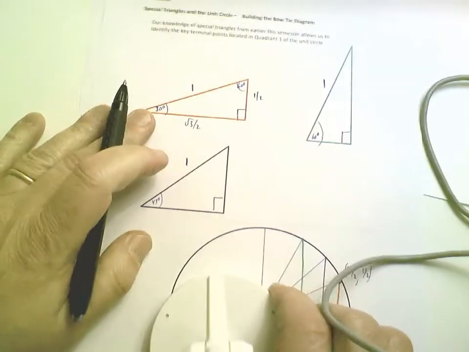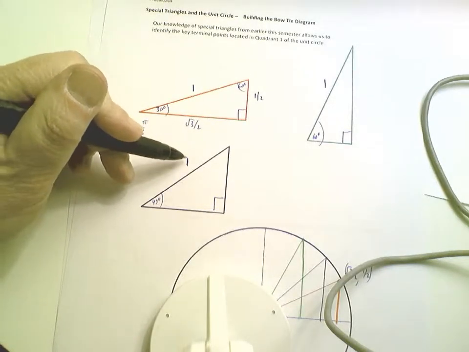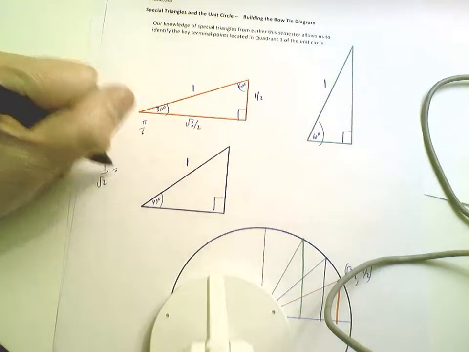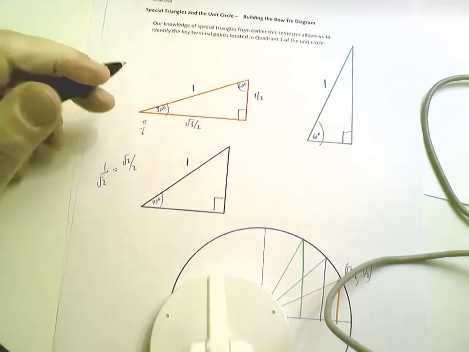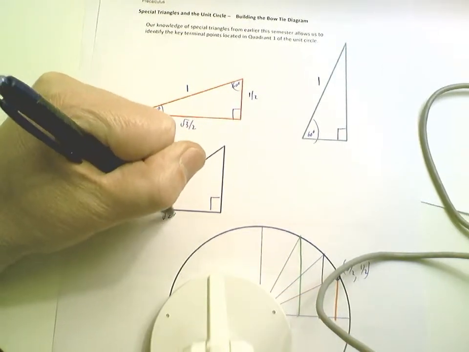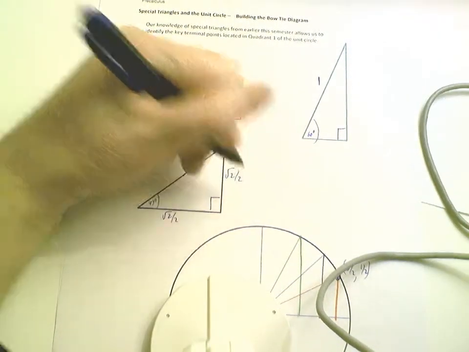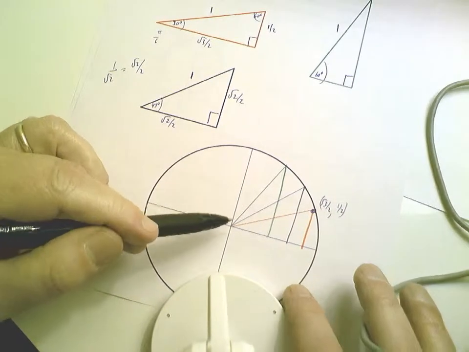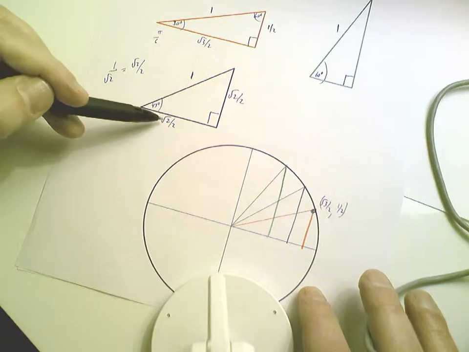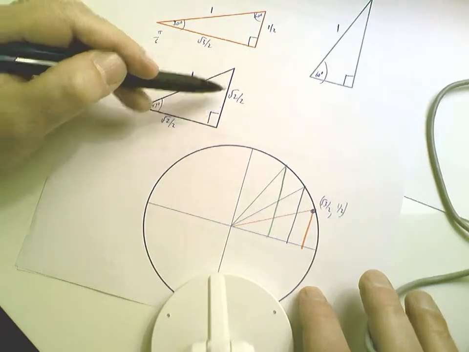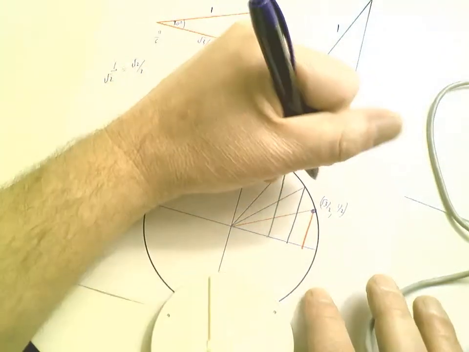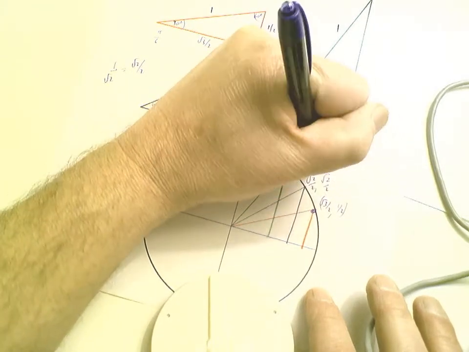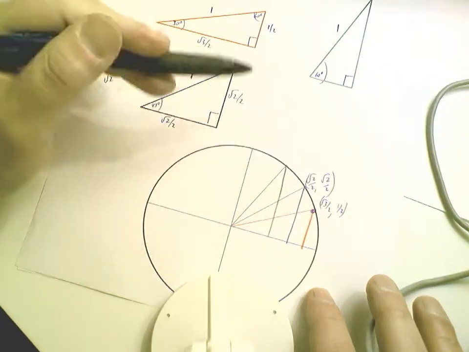In a 45, 45, 90 triangle, what do we do? Hypotenuse divided by the square root of 2. 1 over the square root of 2, aka the square root of 2 over 2. That's true for both of the legs of this right triangle. So, in a 45, 45, 90 triangle, if I'm sitting at the origin, I go to the right square root of 2 over 2, I go up square root of 2 over 2. Where do I wind up? At the point square root of 2 over 2, square root of 2 over 2.